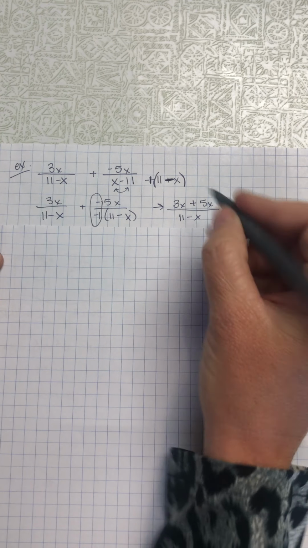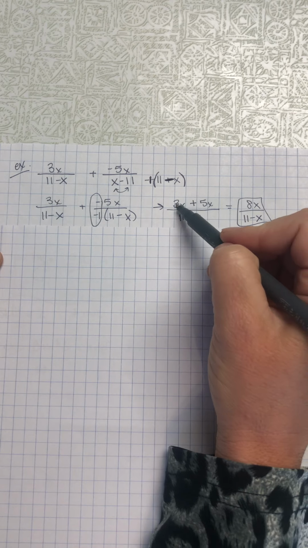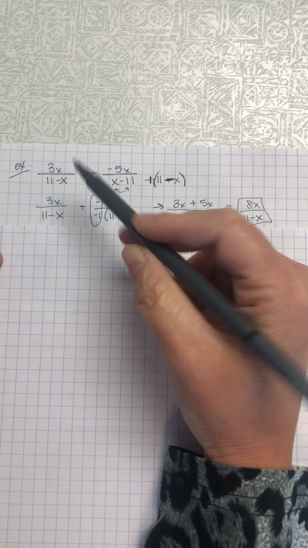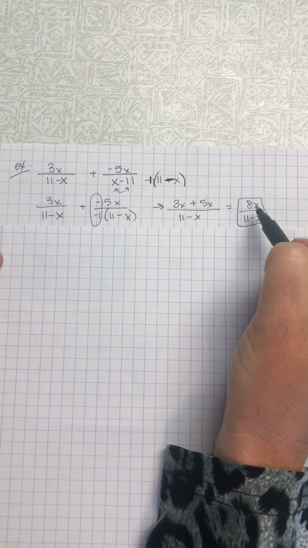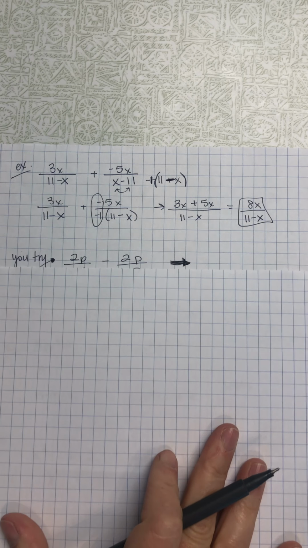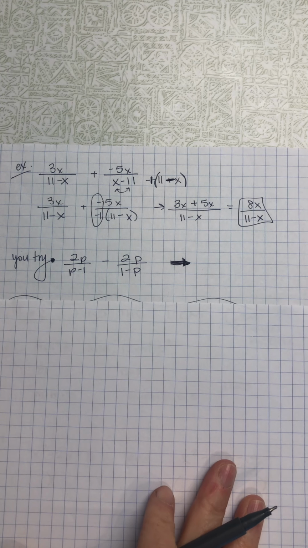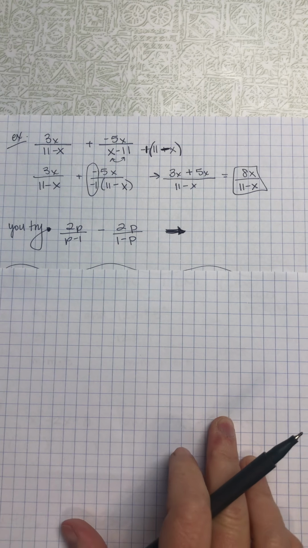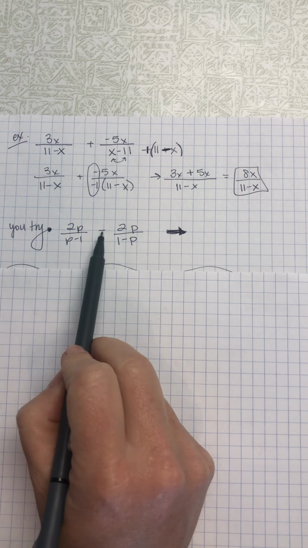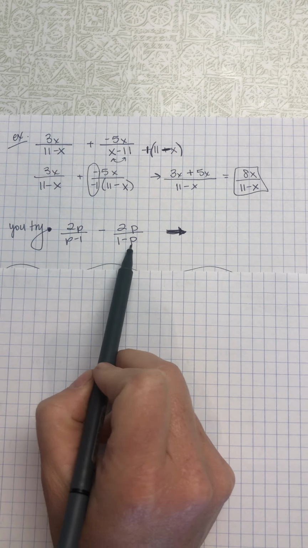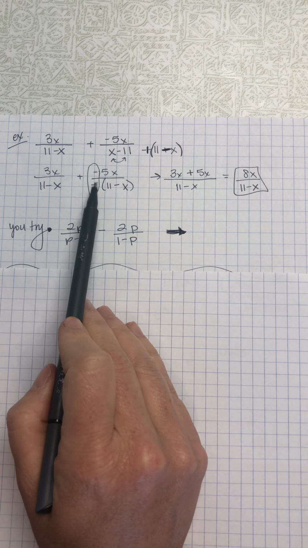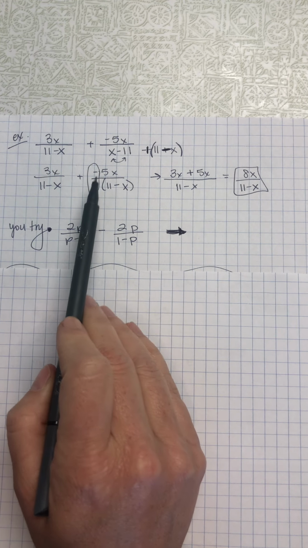Double negative. So then, when I combine them, I have 3x plus 5x over our original denominator, okay? When I finish, I end up with 8x over that denominator. You try. 2p over p minus 1 minus, so be careful here, 2p over 1 minus p. So the first thing you want to do is change the order here, and in order to do that, you're going to need to multiply by a negative 1.